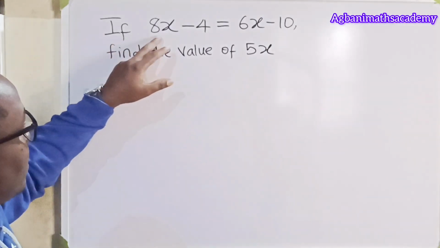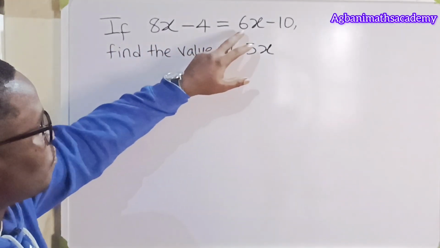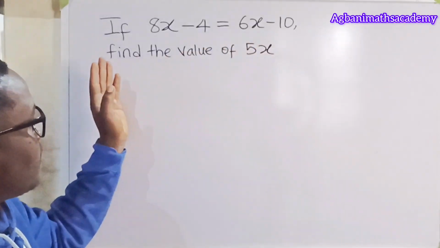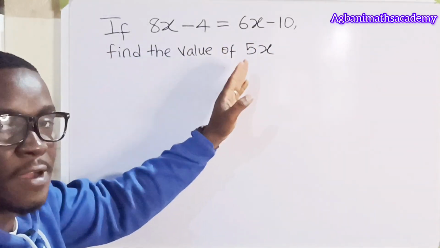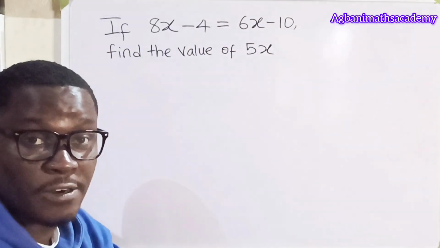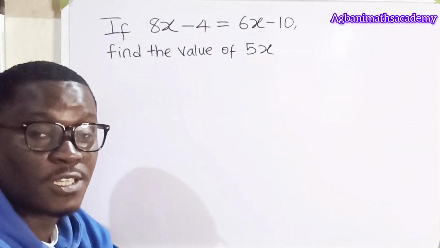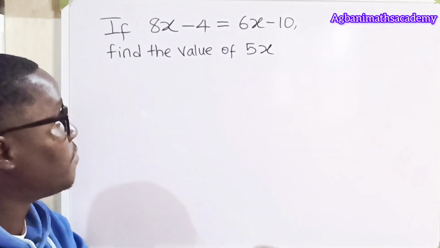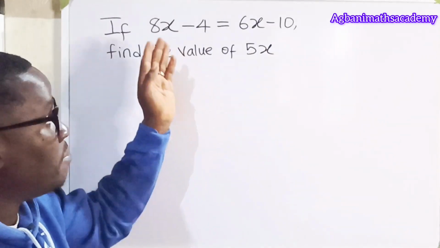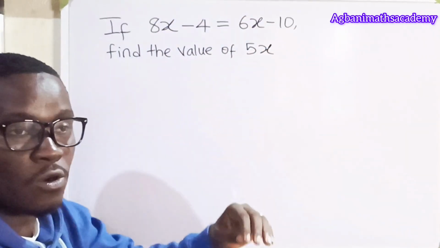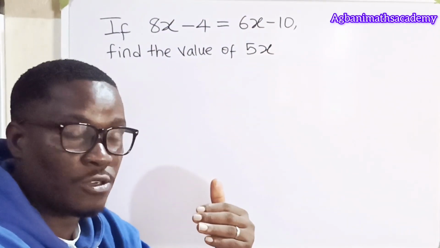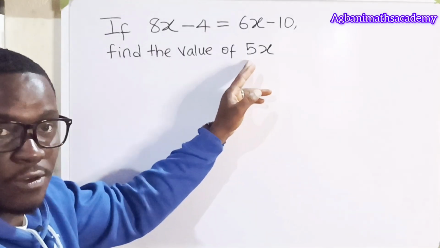We're told that if 8x minus 4 is equal to 6x minus 10, find the value of 5x. So this is a very simple question involving equations. Solving an equation simply means finding the value of the variable, which is x, that makes the left side and the right side equal. But we are not just solving the equation, we're expected to find the value of 5x.